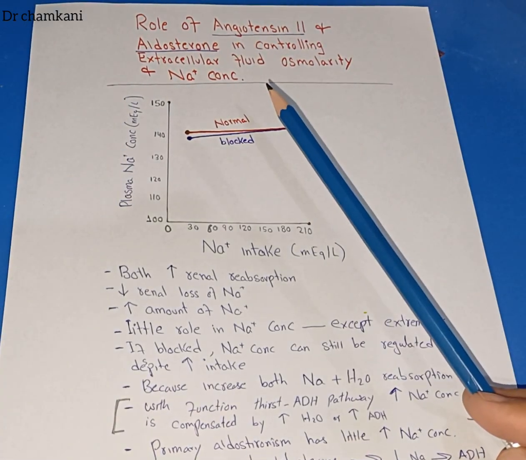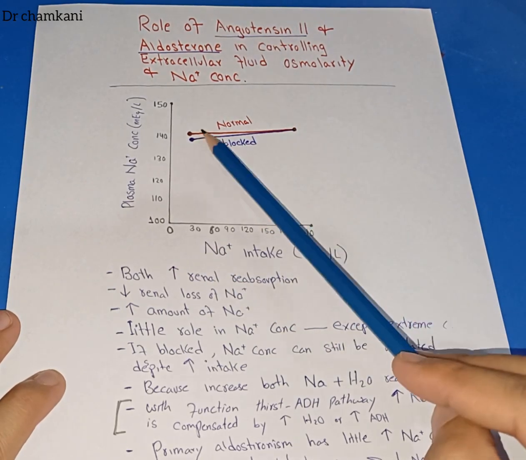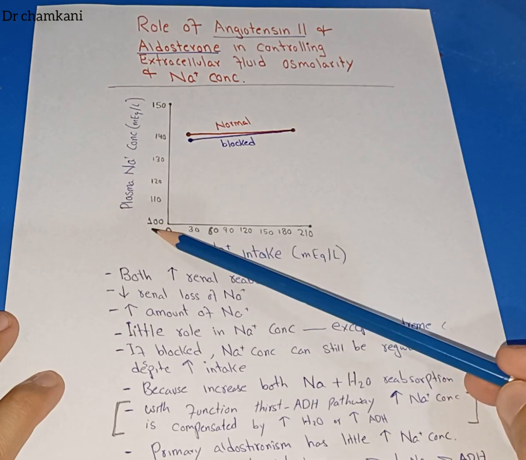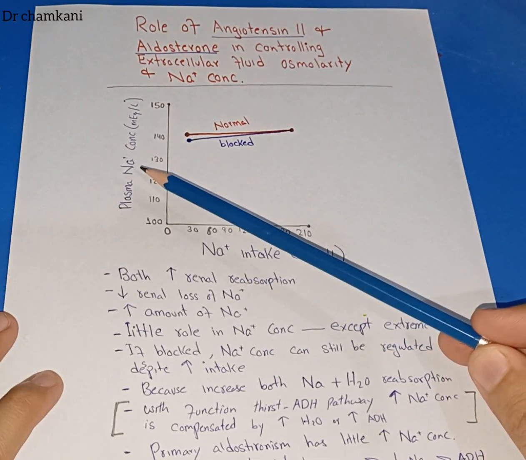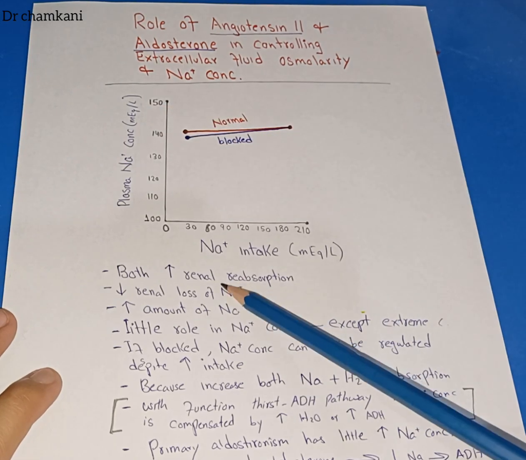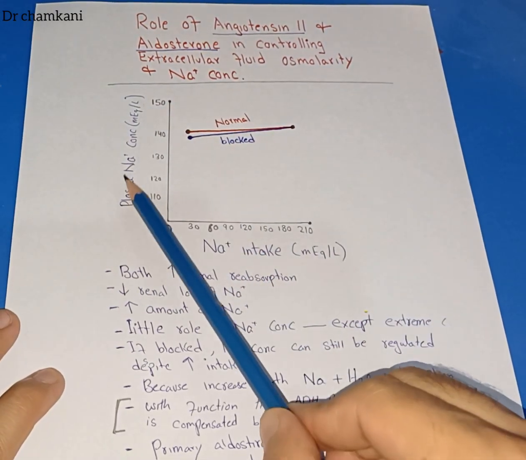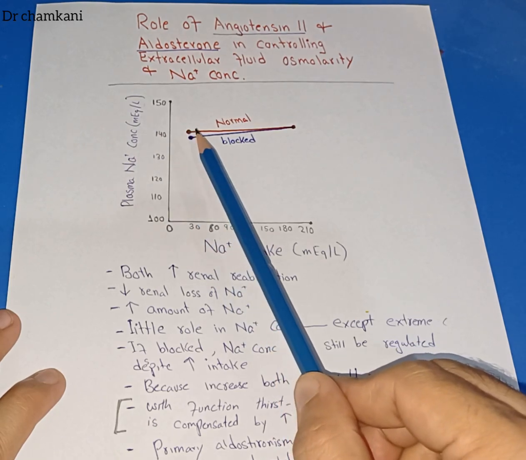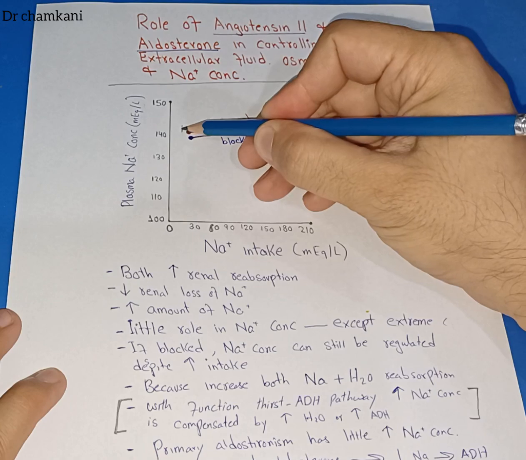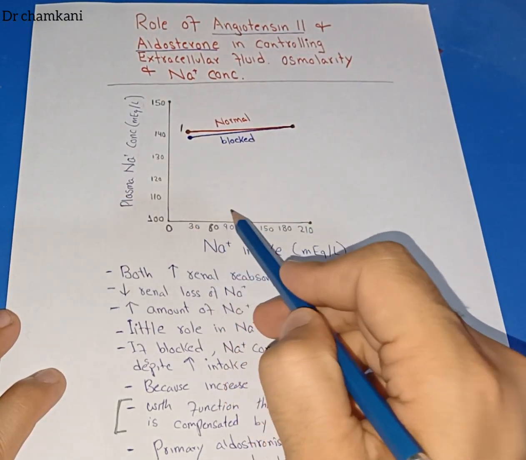And this has been shown with the help of this graph, which shows that even if we block the angiotensin 2 and aldosterone pathway, there will still be very little difference in plasma sodium concentration and plasma osmolarity. This graph shows the plasma sodium concentration on the y-axis and sodium intake on the x-axis, and it shows that normally the plasma sodium concentration is maintained within a narrow limit. It is not increasing or decreasing despite increasing the sodium intake.